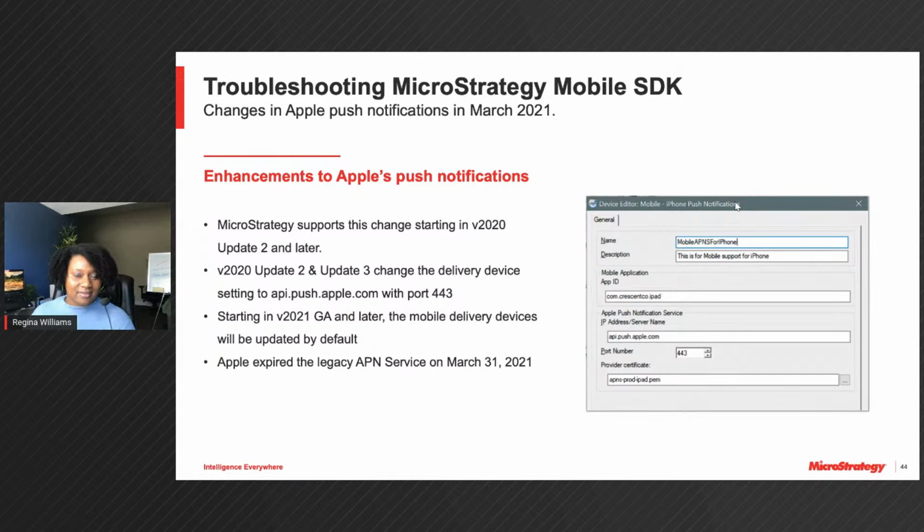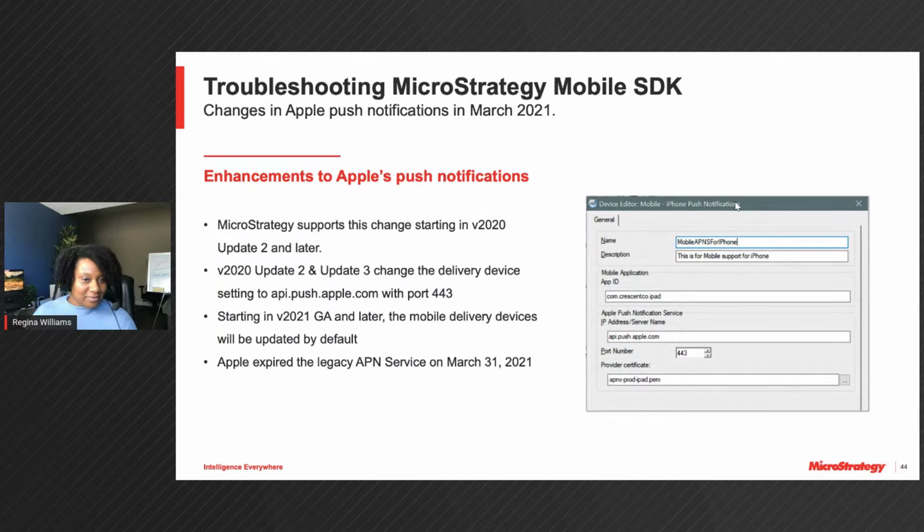Starting March 31st, Apple switched from their older legacy system over to a newer push notification service. We've actually made the changes to support it since 2020 Update 2 and later. But in 2020 Update, because that came out last year, you would still see the original Apple push service gateway and port number. You just have to change it over to port 443 and the new api.push.apple.com.